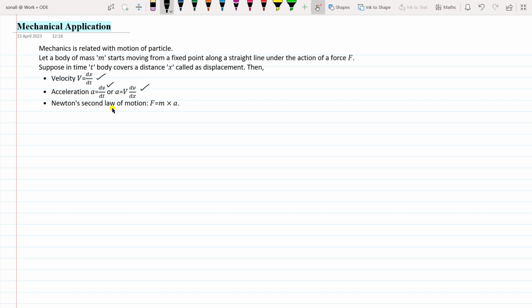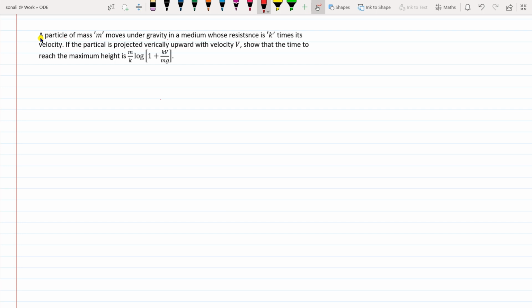And according to Newton's law of motion, what is force? It is given by F = mass into acceleration. So these are some basic concepts that we have to remember. And as we are going to see here, mechanical applications of ordinary differential equation, which is of first order, first degree. So here, let's solve the example based on this. This is our first example.